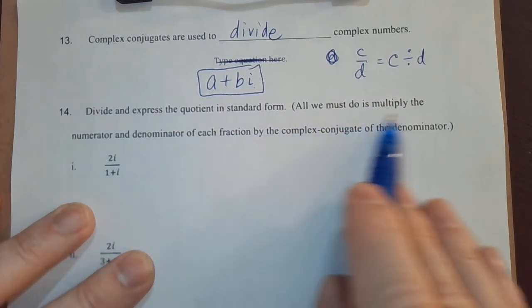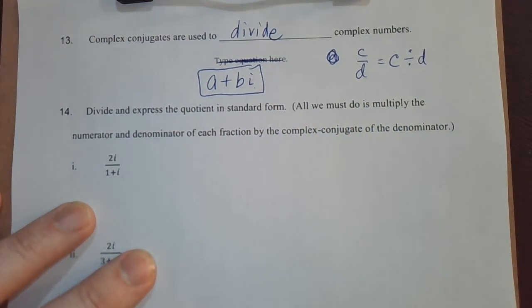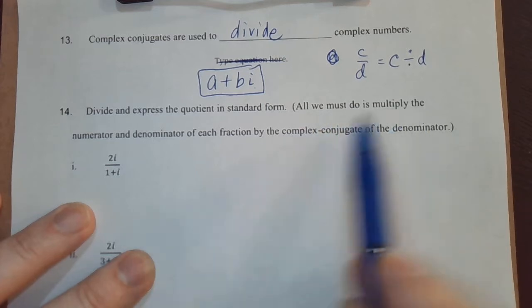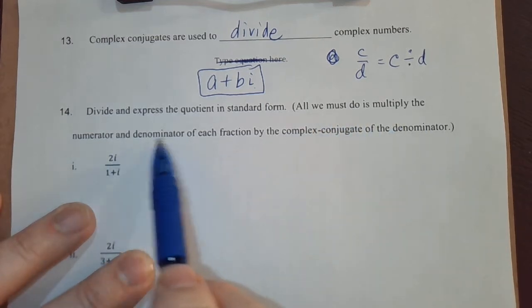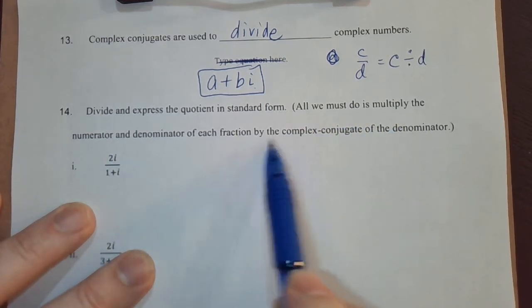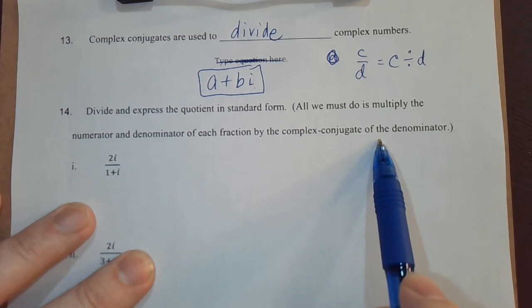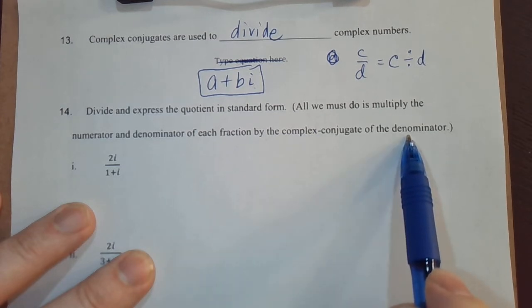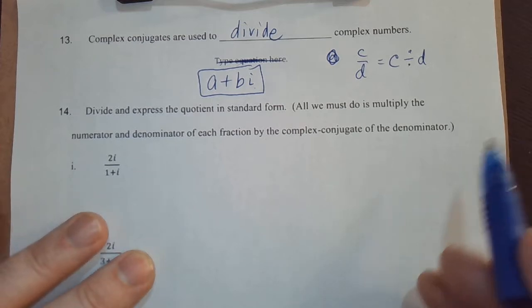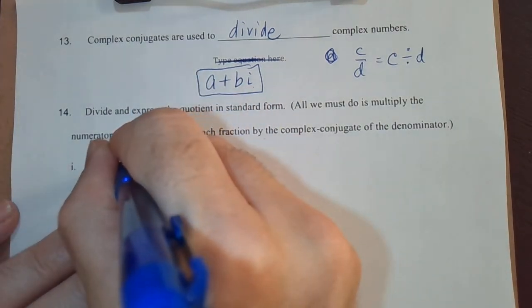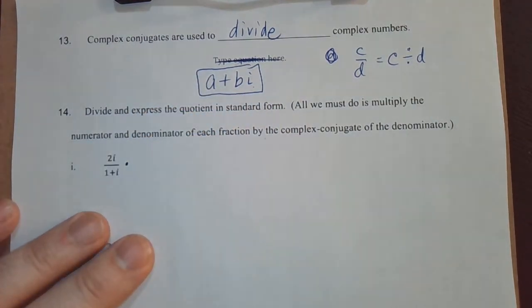So I'm telling you right here how to do it. All we must do is multiply both the numerator and denominator of each fraction by the complex conjugate of the denominator. So I'm going to multiply this by, really I'm multiplying it by 1. Just like 8 over 8 is equal to 1, or negative 6 over negative 6 is equal to 1.